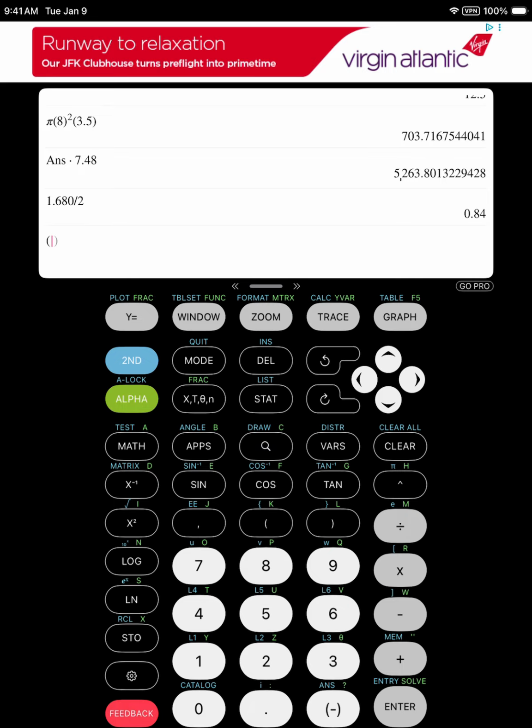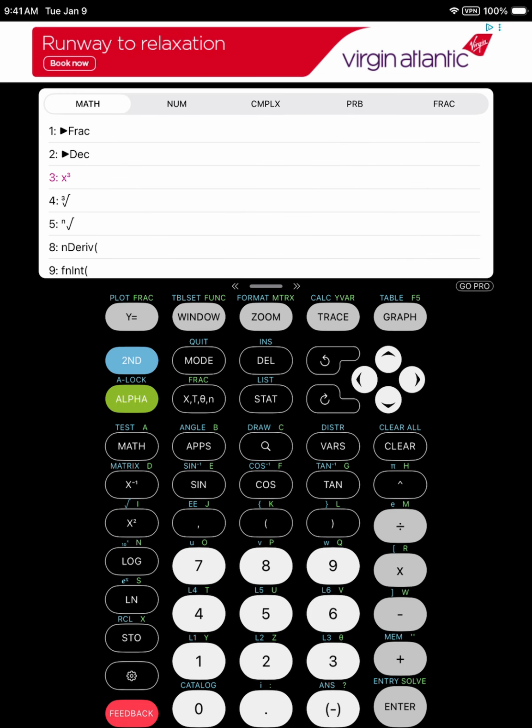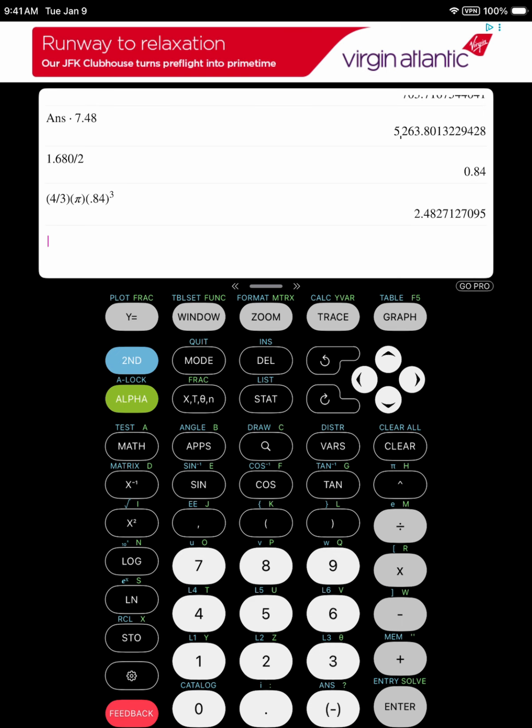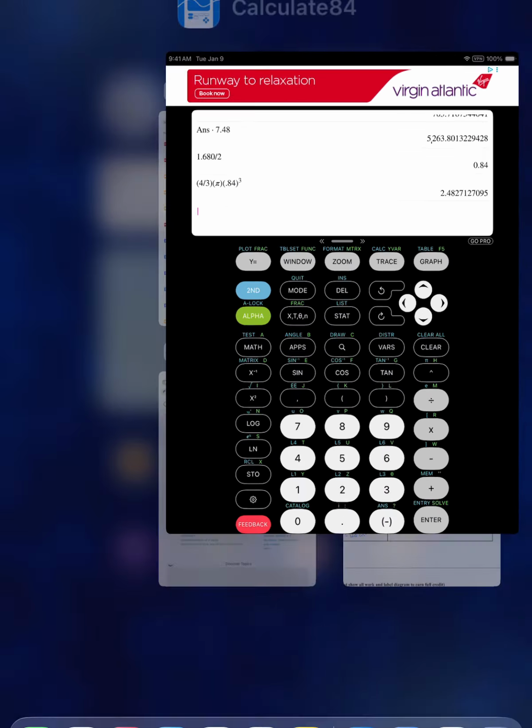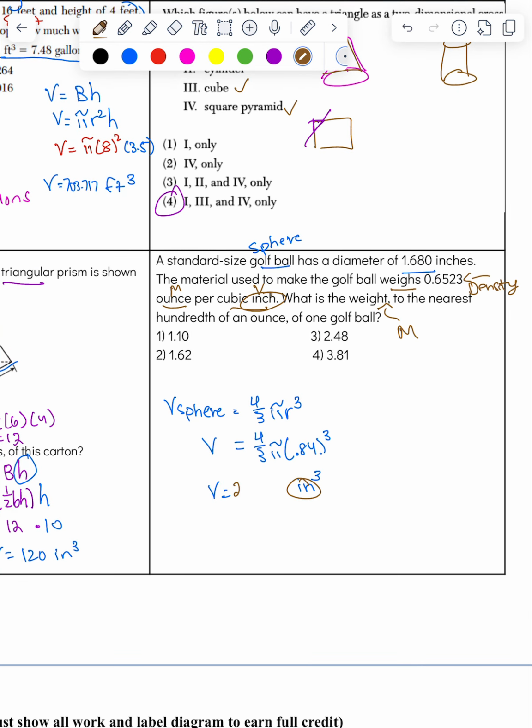So I have 4/3 pi. The radius was 0.84 to the 3rd power. And that's approximately 2.4827. So that is the volume of one golf ball.